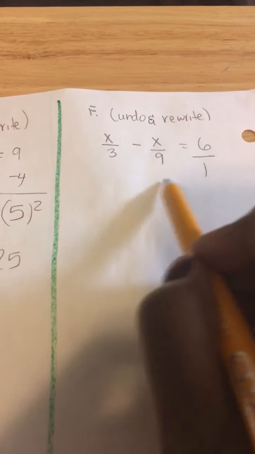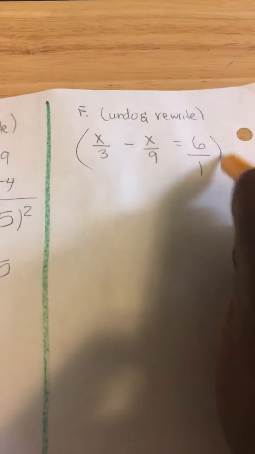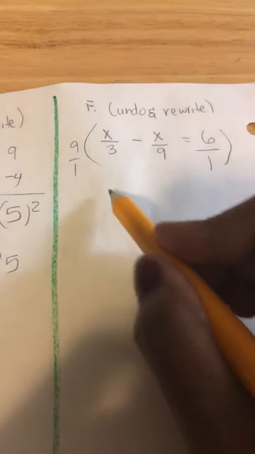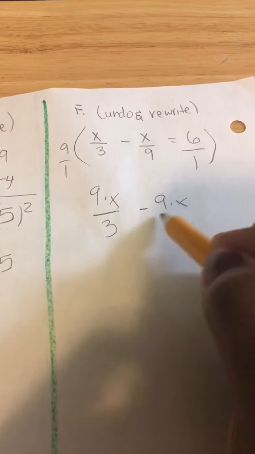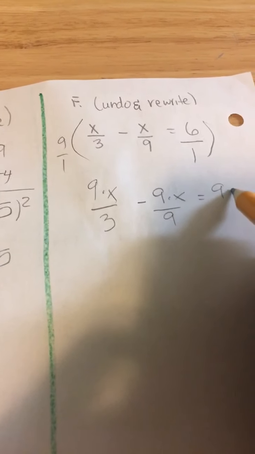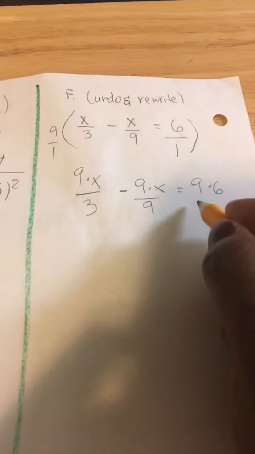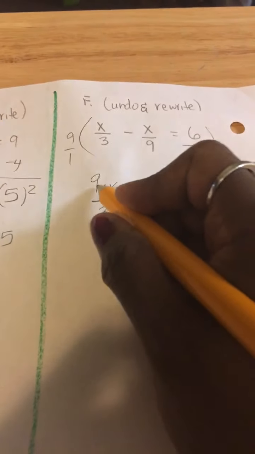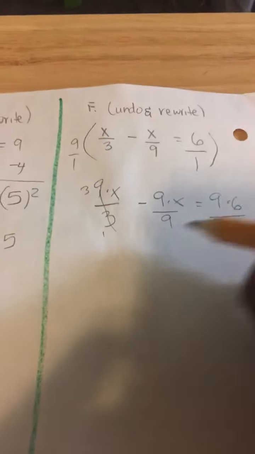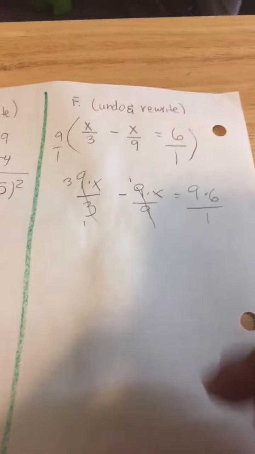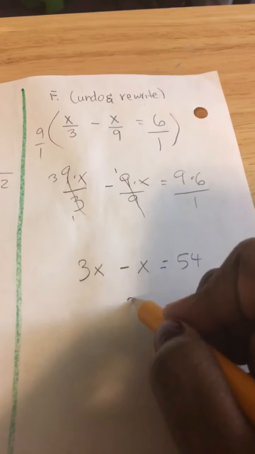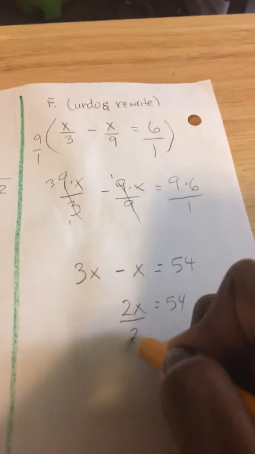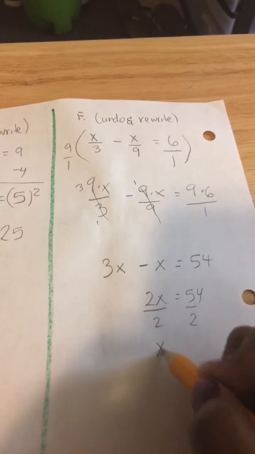Okay, and over here, let's make this a fraction. And the lowest common multiple will be 9, so I'm going to multiply everything by 9 over 1. So I get 9 times x over 3 minus 9 times x over 9 equals 9 times 6. The dot and the parentheses mean the same thing. So this 9 divided by 3 makes 3 on top, 1 on bottom. This 9 divided by 9 makes 1. And we get 3x minus x equals 54. 2x equals 54. So let's divide both sides by 2, and we're going to get x equals 27.